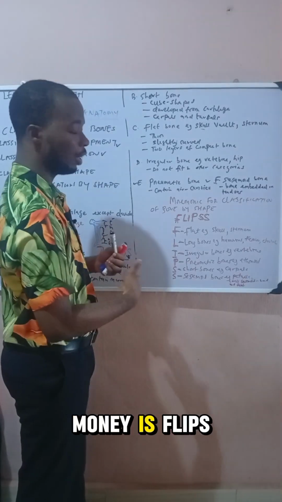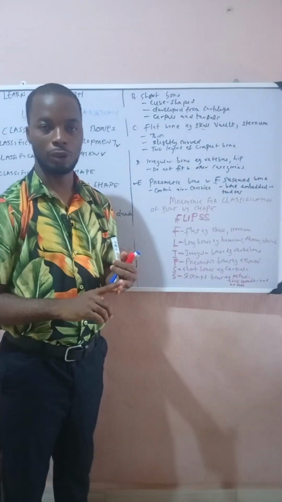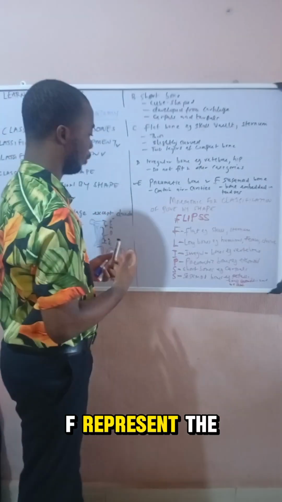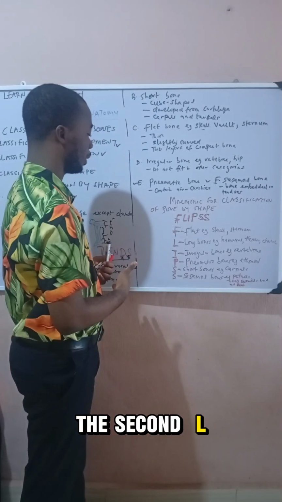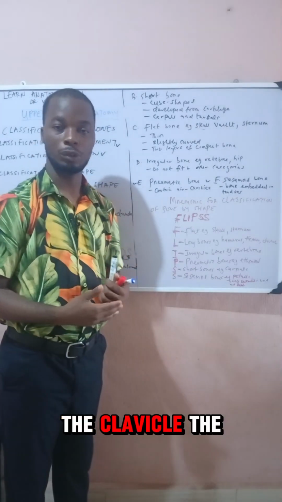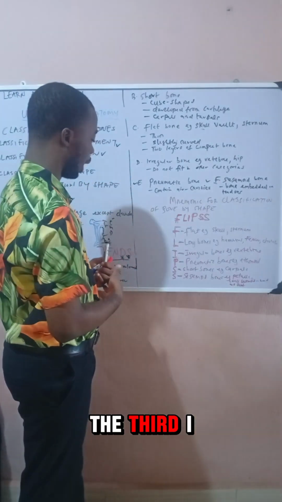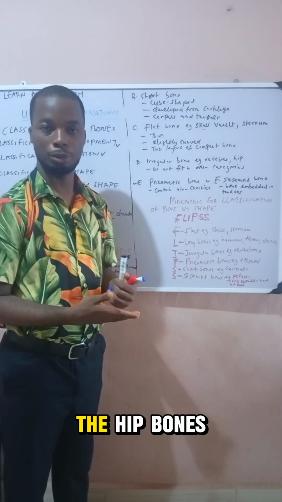Now here's a mnemonic that can help you remember the classification of bones based on shape. And this mnemonic is FLIPSS: F-L-I-P-S-S. The first F represents the flat bones. Examples, the skull and the sternum. The L represents the long bones. Examples, the humerus, the femur, the clavicle, the tibia, the ulna, the radius. The I represents irregular bones. Examples, vertebrae and the hip bones.